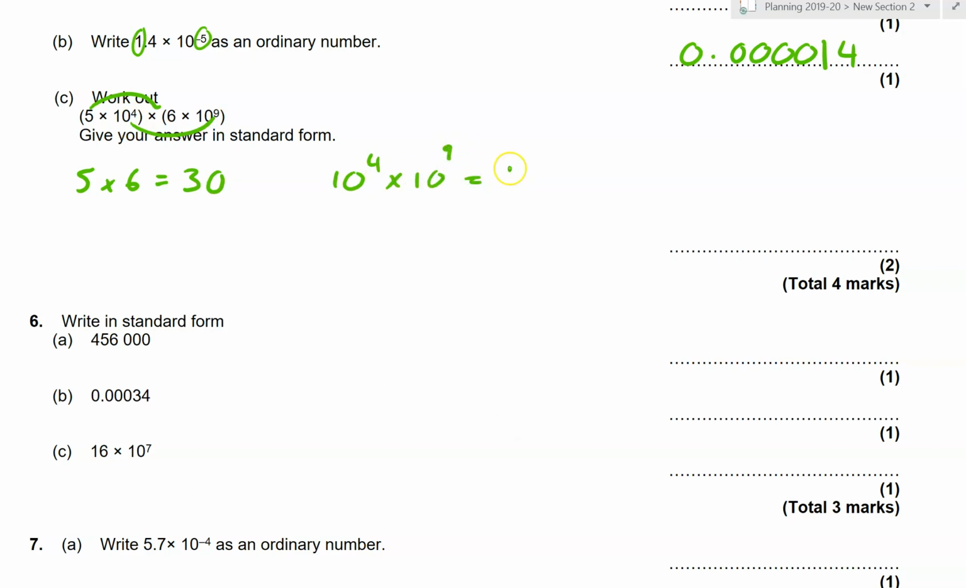9. That's going to give me a 13. But 30 is not standard form. 3 is. So I've moved the decimal 1 place to the left, so I've got to add 1 to what I already had.